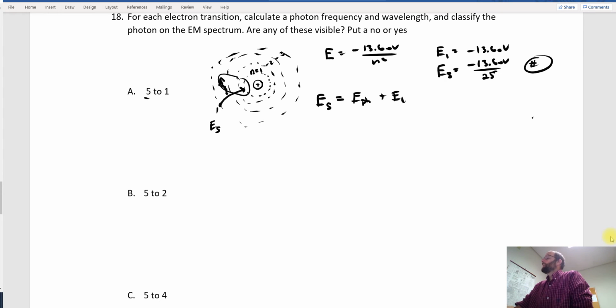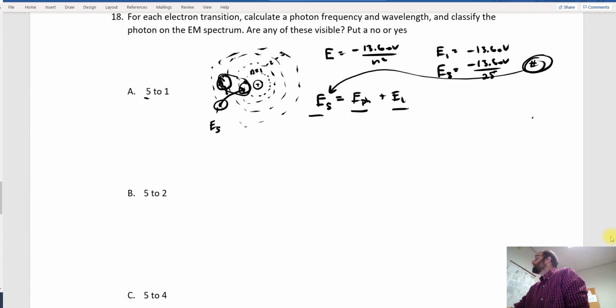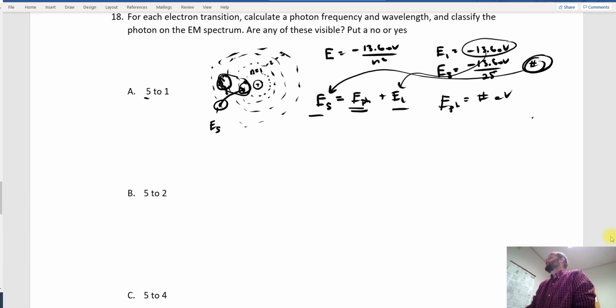It's just like if I start with $20 and I give 5 away, I now have 15 left. And math-wise, $20 is equal to what I give away, the 5, plus what I have left, 15. Energy 5 is this number, so that's going to go here. Energy 1 is this number, that's going to go here. And when you calculate the energy of the photon, you're going to get a positive number out of it in eV. So some positive number, right, in electron volts.